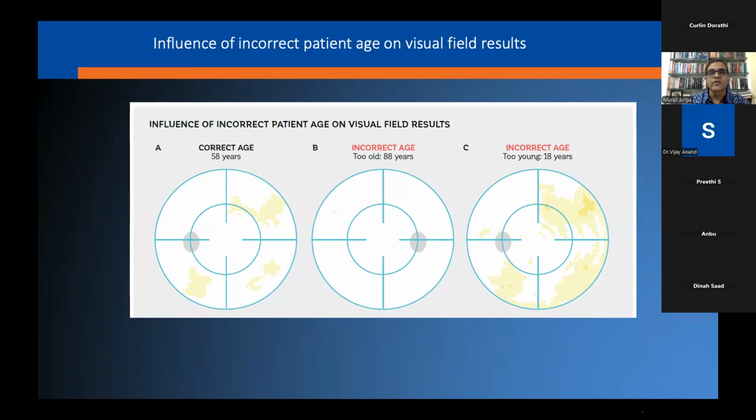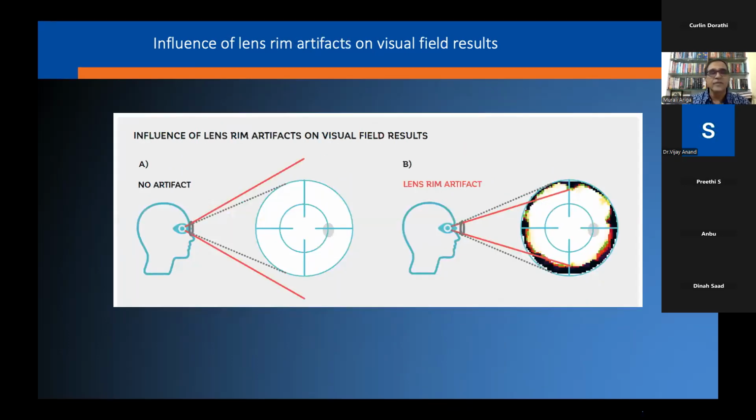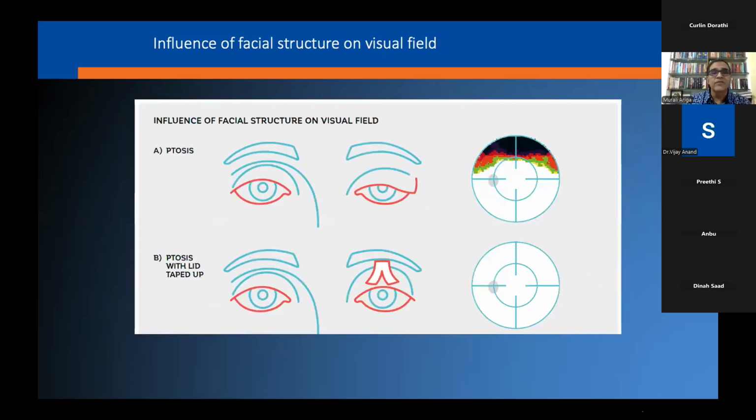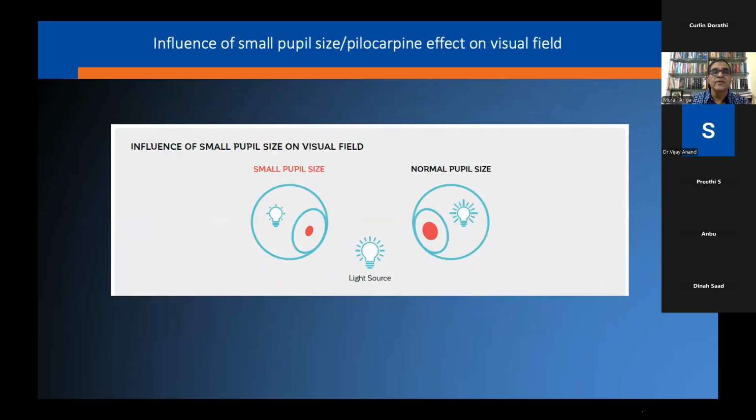and look at subsequent comparisons also. The lens rim artifact, as I mentioned, the placement of the trial lens is extremely important. We'll get trial lens rim artifacts like this if the trial lenses are not placed optimally. And also the facial structure like blepharoptosis and other eyelid abnormalities, drooping of the eyelid, dermatochalasis, all of this can actually cause scotomas like this. You can tape up the eyelid for the patient's comfort, put in a lubricant, make the patient blink a couple of times, and taping it up can actually ensure you get a good visual field test report.